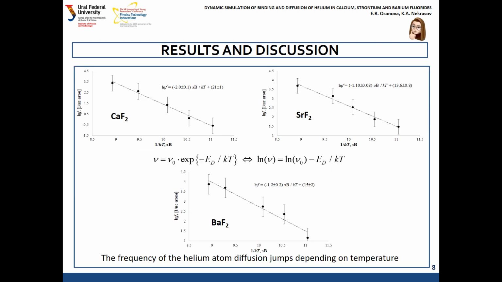The activation energy of interstitial diffusion was obtained as the slope of the dependence of the frequency of diffusion jumps on the reciprocal temperature in the Arrhenius coordinates. In the present work, we obtained the corresponding graphs shown on the slide. The calculations were carried out in the temperature range from 1050 to 1300 kelvins, excluding the superionic region.